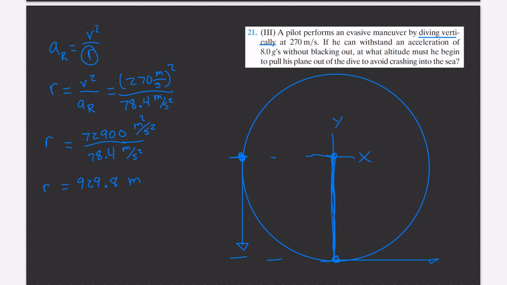So then that's the answer. At what altitude must he begin to pull his plane out of the dive to avoid crashing? It's going to have to be 929.8 or at least 930 meters above sea level.